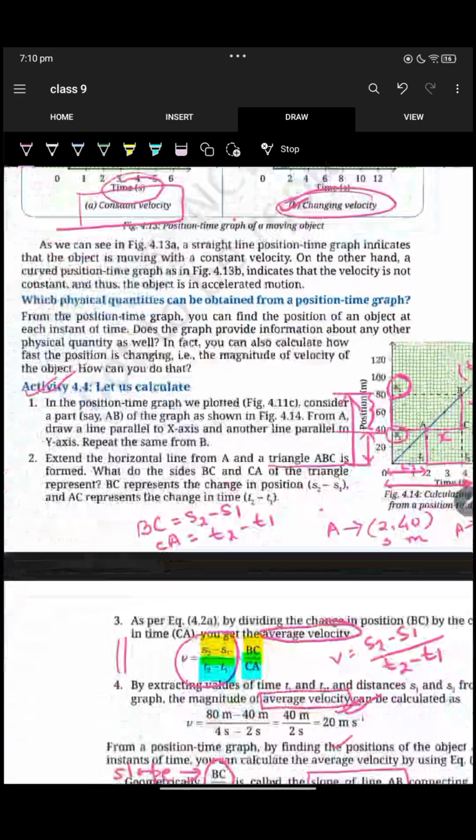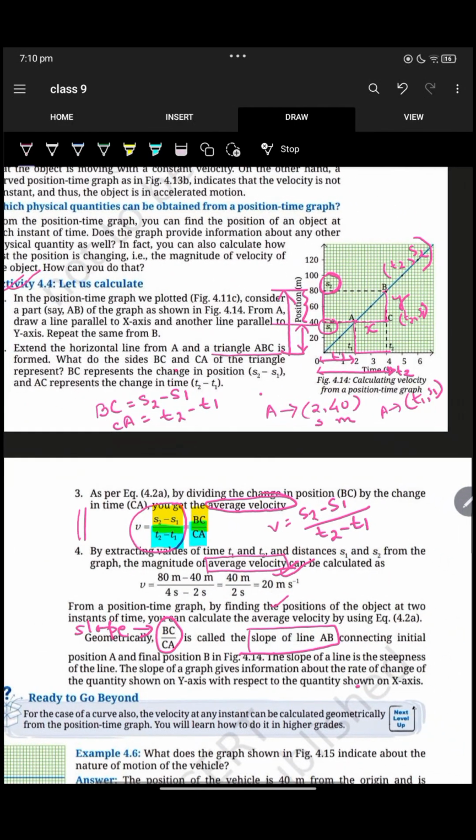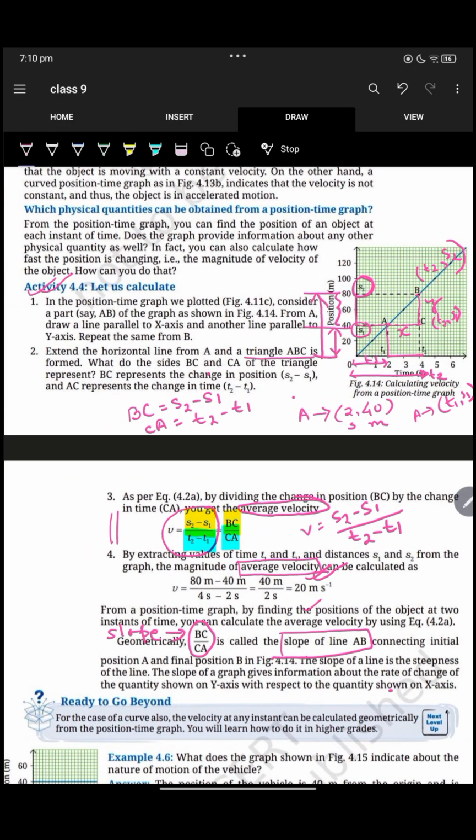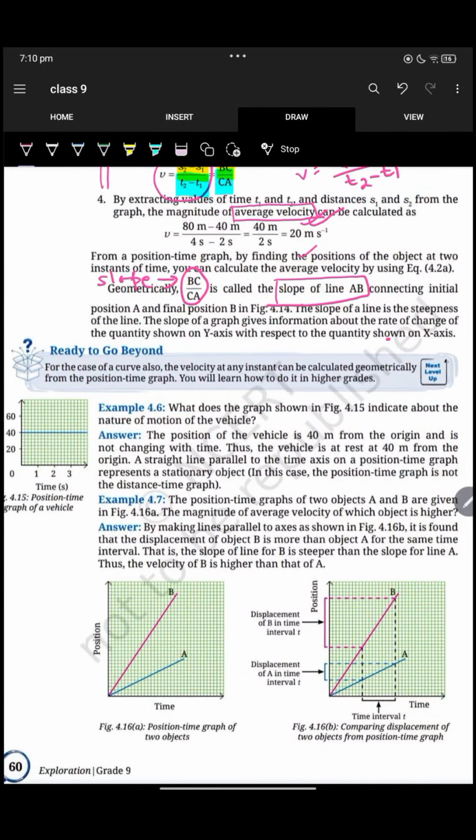Now, if we try to plot it and interpret the graph, from the position-time plot we can find the value of the average velocity, mathematically and graphically as well. Mathematically using the formula (S2 minus S1) by (T2 minus T1), and graphically by finding the slope of the line which is a part of the plot, right? So ready to go beyond?